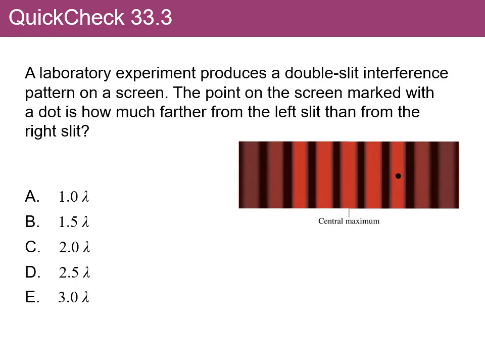Let's just quickly check in. A laboratory experiment produces a double-slit interference pattern on a screen. The point on the screen, marked with a dot, is how much farther from the left slit than from the right slit? One lambda, 1.5 lambda, 2.0 lambda, 2.5 lambda, 3.0 lambda. Pause the video here and convince yourself of the correct answer and your rationale before proceeding.